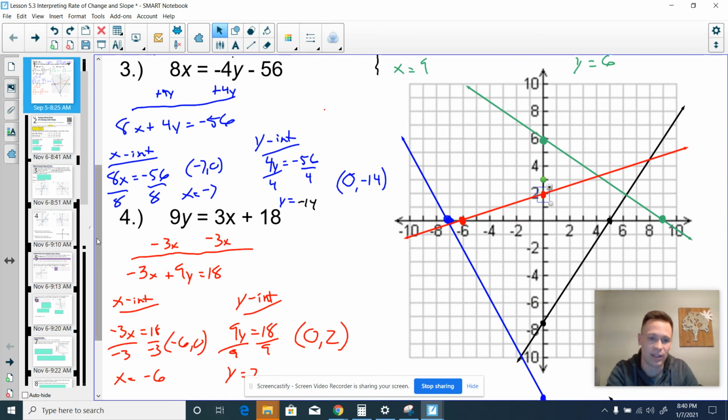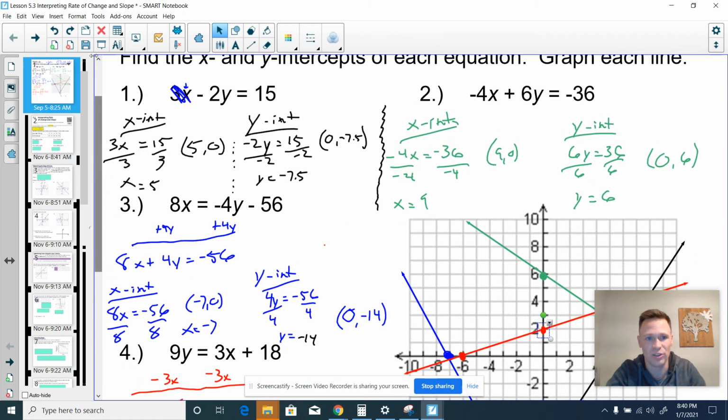That is a lot faster. If I were to do the same thing with like 4 points for each one, I'd be sitting here for another 10 minutes doing that. So that's why the intercepts method is useful.